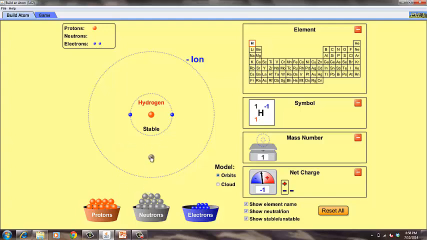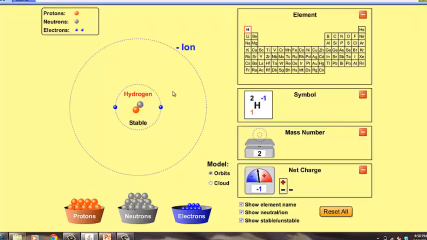I can also add a neutron. I've now doubled its atomic mass. It's still a stable atom. This would be an example of a hydrogen isotope.